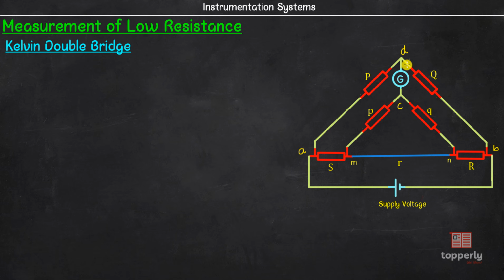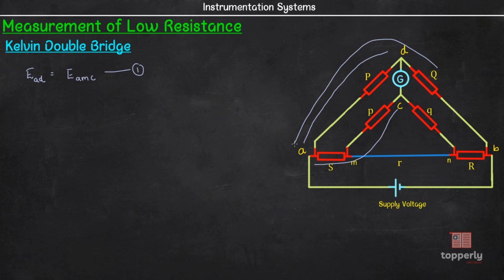Under balanced conditions, there is no current through this galvanometer. This means that the potential at point D is equal to the potential at point C. So the voltage drop between points A and D is equal to the voltage drop between points A and C. So we can write EAD is equal to EAMC, and let us name this as equation number 1. Now this is potential EAB.